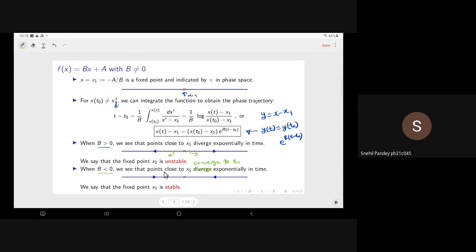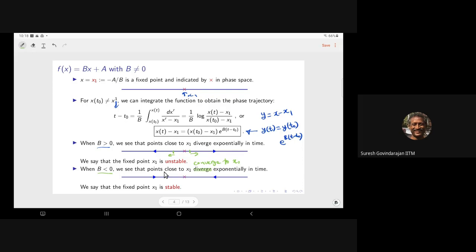Sir, you say the points close to x1. Does it necessarily have to be close? No, in this example, no. But later in the next example there are multiple fixed points, and then we will do the analysis in the neighborhood of one fixed point. We'll linearize and map to this. But in this case, you're absolutely right. All it matters is, are you on the left side or on the right side? That's all. For the linear case, that is true, because when we did the integration, we didn't do any approximation. It's exact.